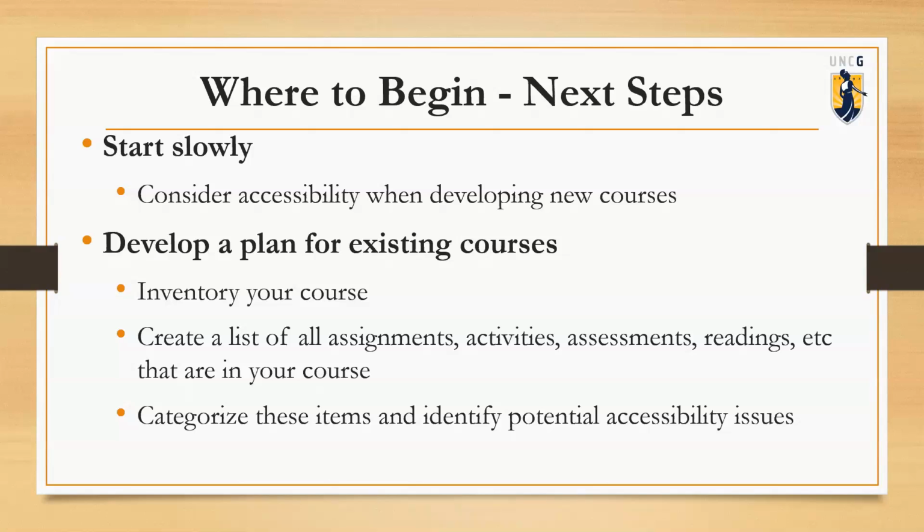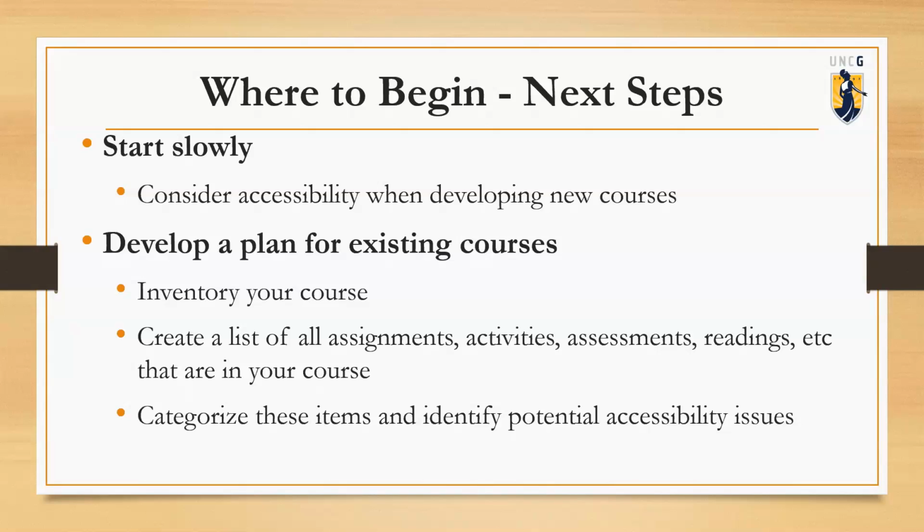You can start that plan by taking a look at your course. Just do an inventory of your course, looking at the different resources that you have in your course: any assignments, activities, assessments, the reading materials, anything that students should be able to access. It's a great idea to generate a list of all of those resources. And from there, you want to categorize those items and look at items that may pose an accessibility issue or could be a cause for concern.